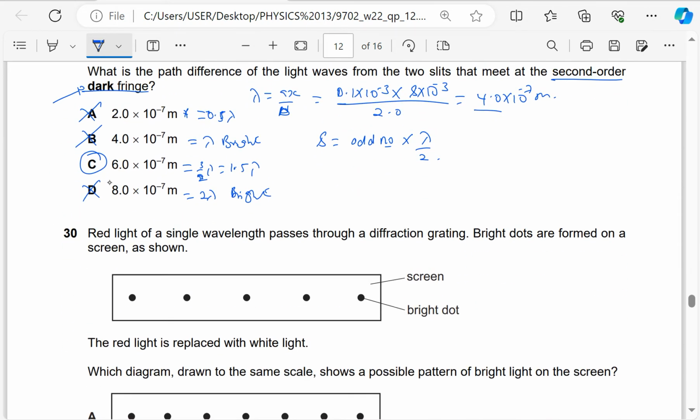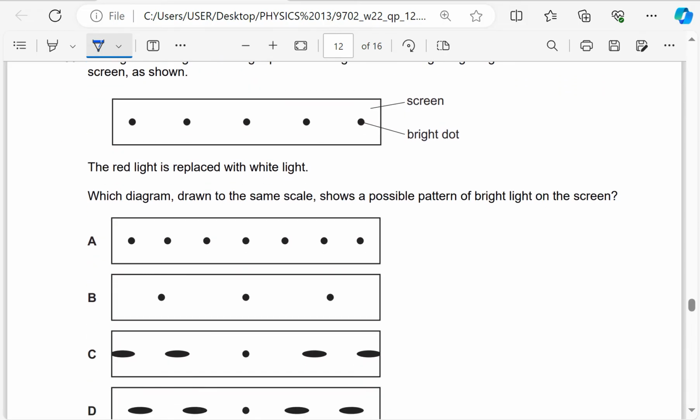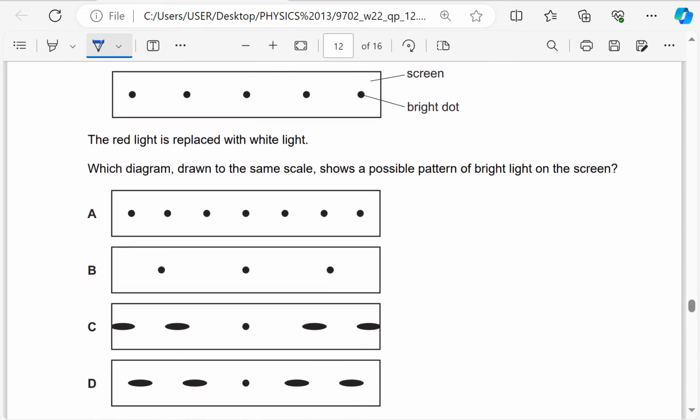Red light of single wavelength passes through a diffraction grating. Bright dots are formed on the screen as shown. The red light is replaced with white light. Of course, white light will form a range of 7 colors. Of course, at the center it will form a central bright spot, but then it will form a range of 7 colors. That means we don't expect dots as those that we saw for red. So this one, A and B, is wrong. We don't expect dots. We expect a range of colors if we replace red with white light.